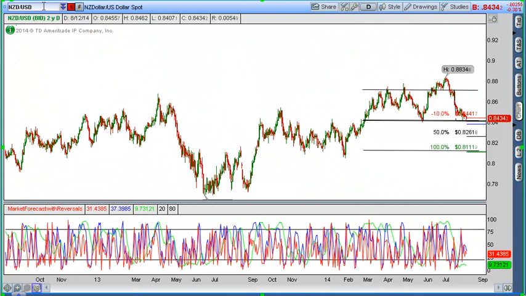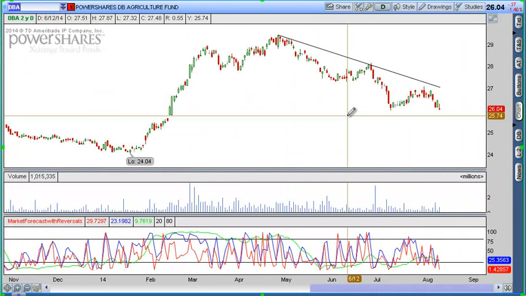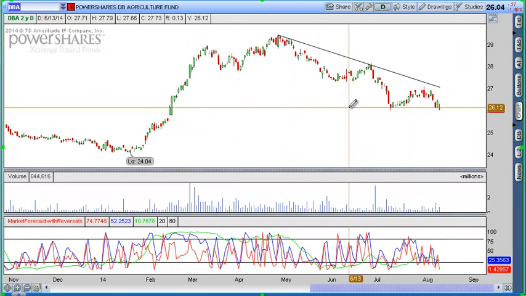Now, we've seen DBA, Deutsche Bank's Agricultural Fund, continuing to drift lower. That certainly is going to add some weight to, or tether the New Zealand down, and that could keep the New Zealand US dollar from rallying when we have agriculture prices continuing to struggle and sell off.